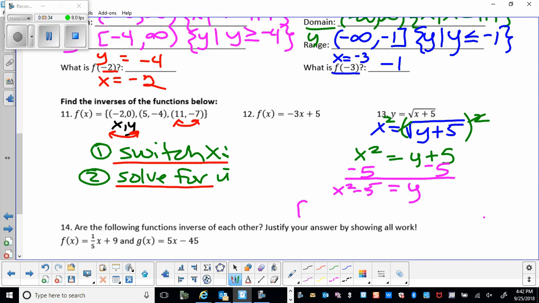I can write that as f to the -1 of x, which means inverse, equals x squared minus 5. Two steps: switch the x and the y, and then solve for y.